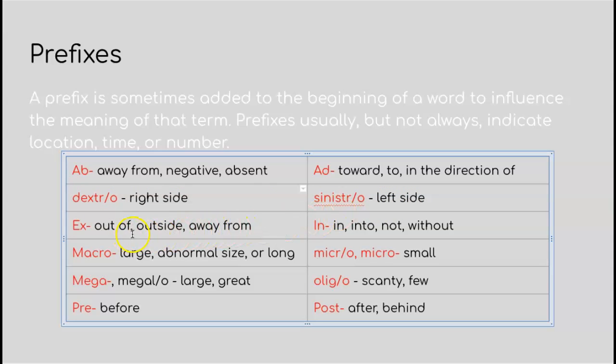Ex means outside of, out of, or away from. In means in, into, not, or without. This one can get messy. You need to really be familiar with how this is being used in the medical term. Macro means large, abnormal size, or long, and micro means small. Mega means large or great. Olig means scanty or few. Pre is before and post is after or behind. It can be used both ways.